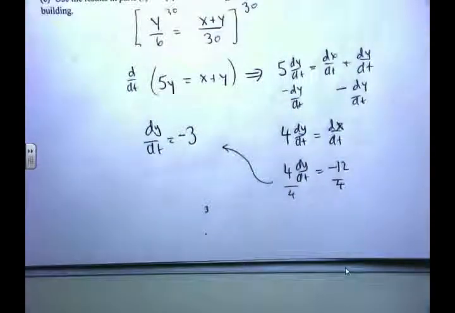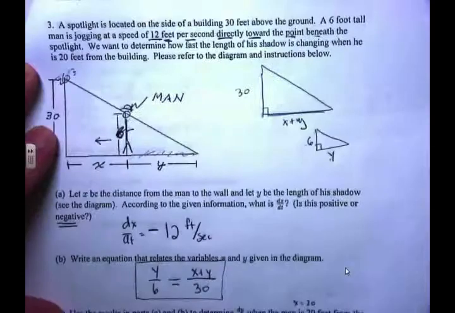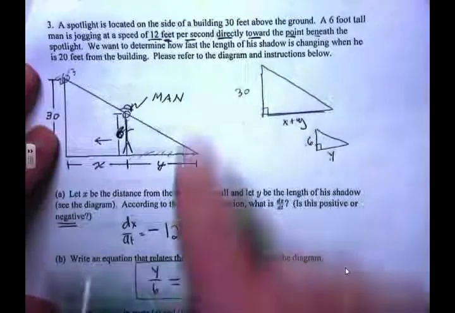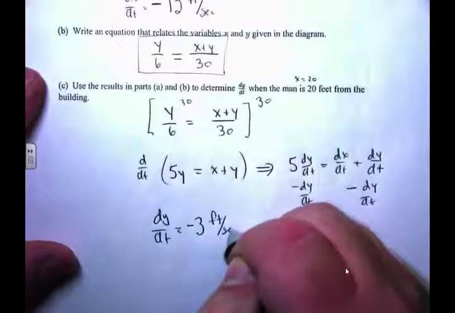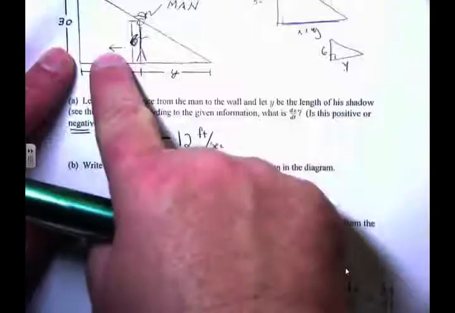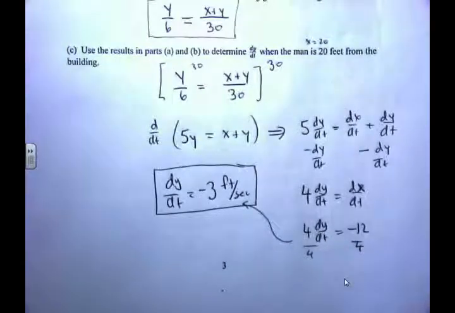And don't forget your units. Units were half the points on this thing. What were the units on this guy? This is a rate of change of the shadow. What kind of rates are we looking at in this particular problem for shadows and distances? Feet per what? Second. So the answer is negative 3 feet per second. And it should be negative because if you think about it, as the guy's walking here, his shadow is going to be shrinking. Does that make sense? And this was equivalent to the 6 foot tall light pole woman problem that we did, except the only difference here is the woman was walking away. This one, the guy's walking towards the light pole.